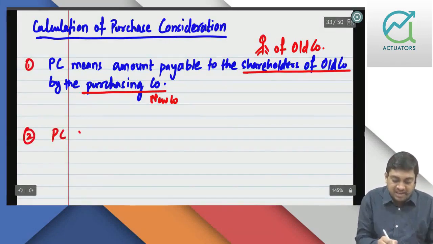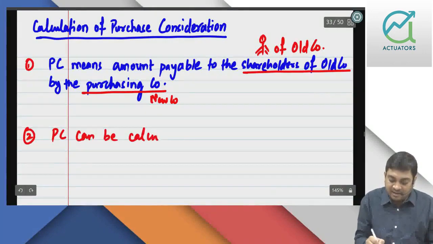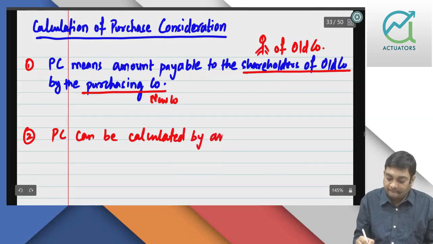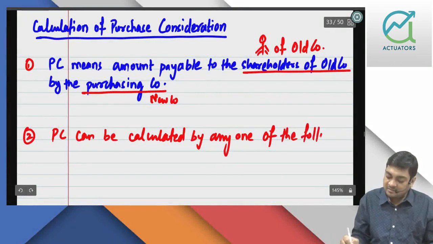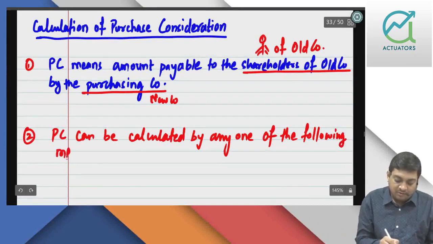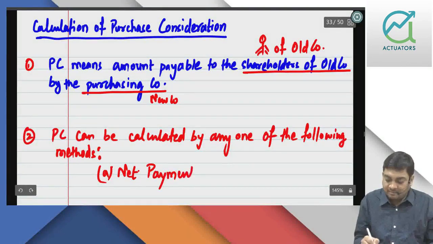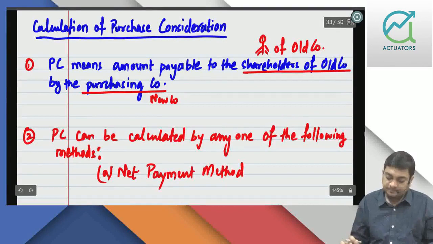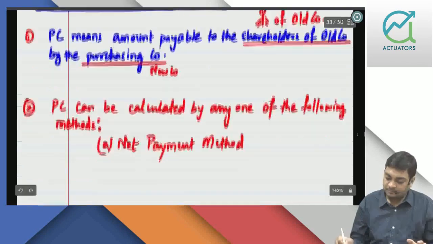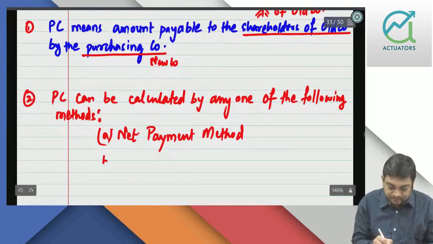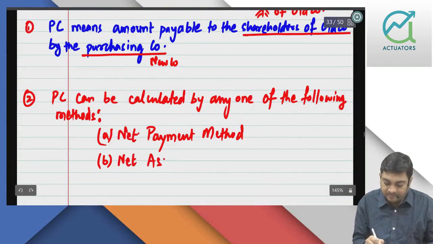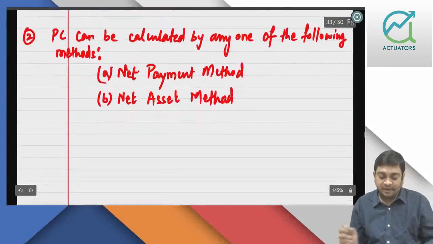Point number two, purchase consideration can be calculated by any one of the following methods. Number A, net payment method. Right? Number B, net asset method. Right? Now, simple.